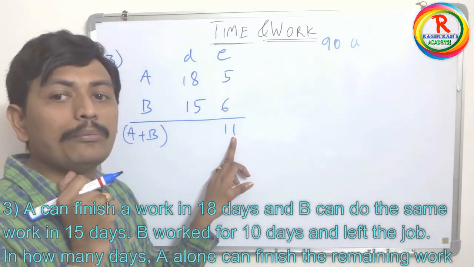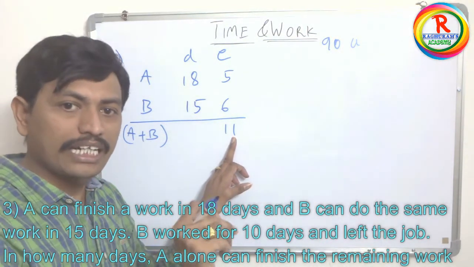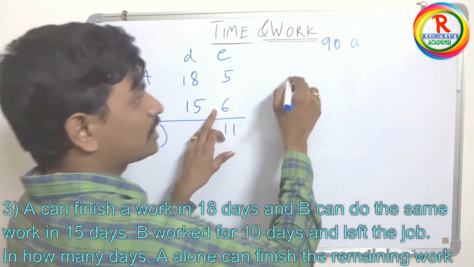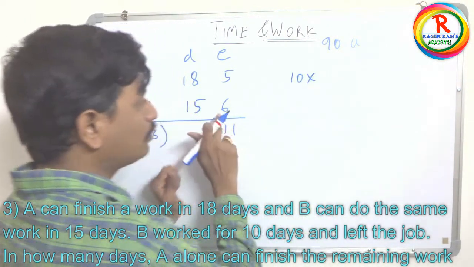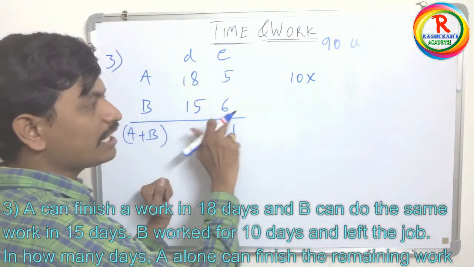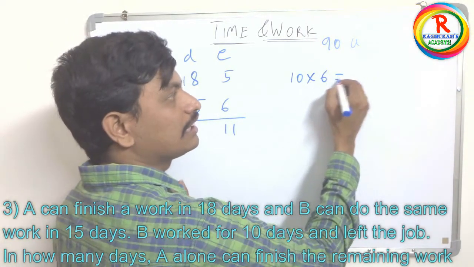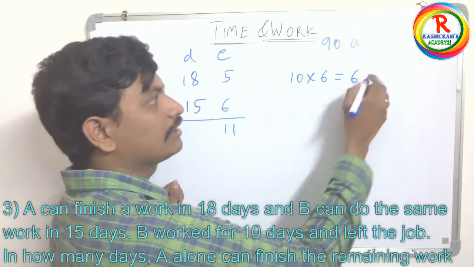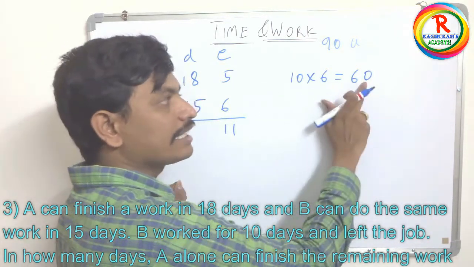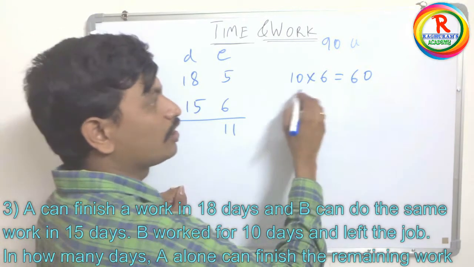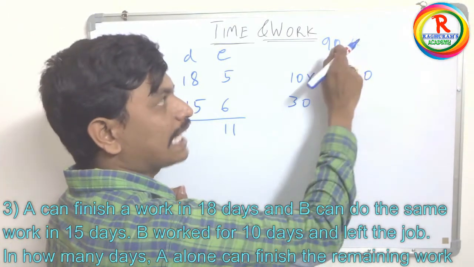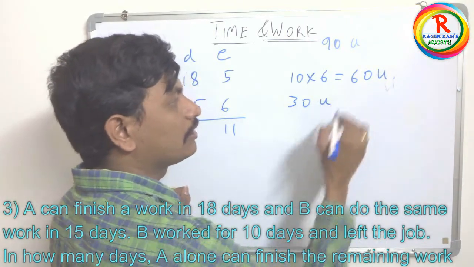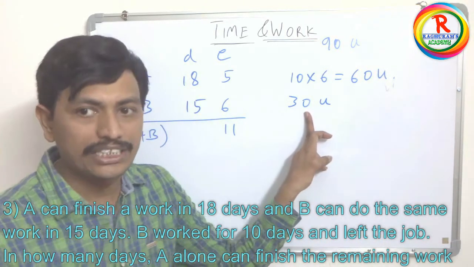And what is asked? B worked for 10 days and left the job. B's 1 day's work is 6 units. In 10 days, working 6 units per day, he can complete 60 units of work. What is left? 90 minus 60 units. Total left is 30 units.